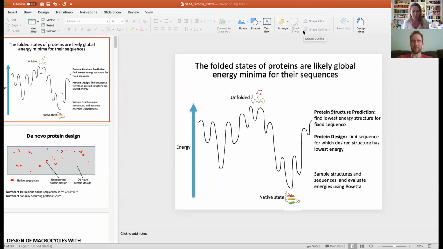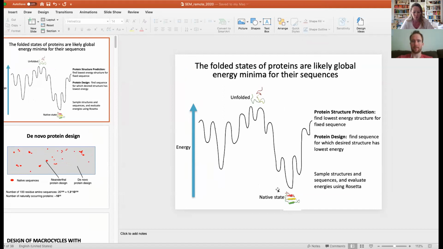Okay, so I will get started then. Thank you very much for the invitation. I'm going to give you an overview of what is now possible with de novo protein design. So first, I'll introduce the problem. As most of you know, proteins fold to their lowest free energy states.